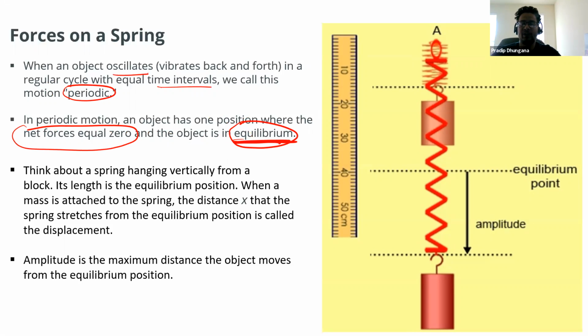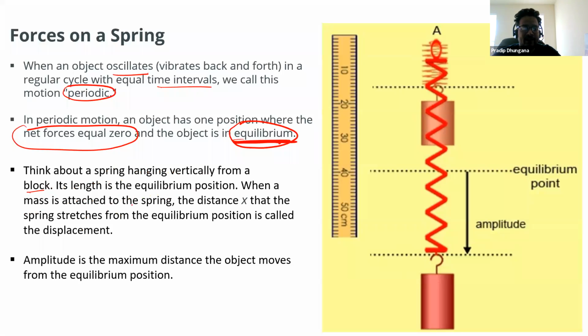That means if we have a spring and I just hang the spring like that, let's suppose this is the spring, and I didn't hang any mass at the end of the spring, that position is called the equilibrium position. Now think about the spring hanging vertically from a block. The position at the end of its length is the equilibrium position.